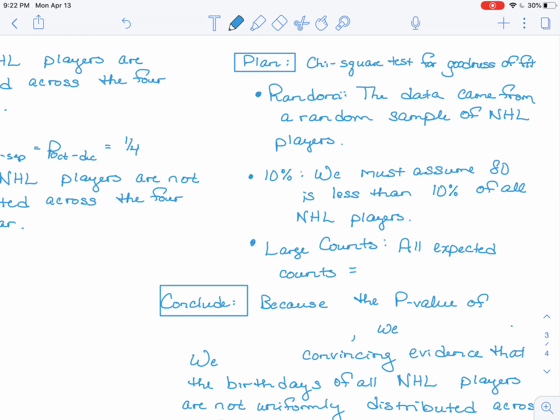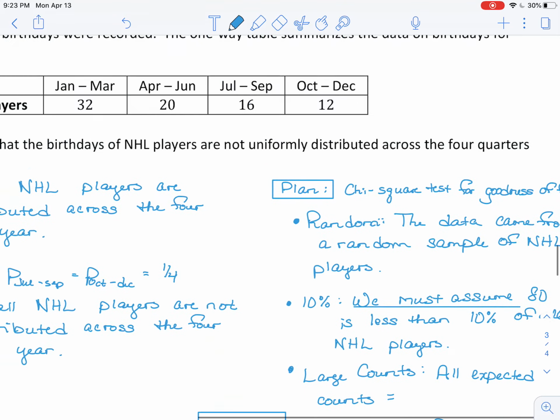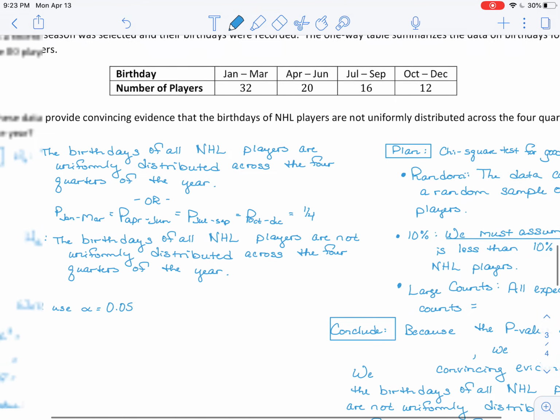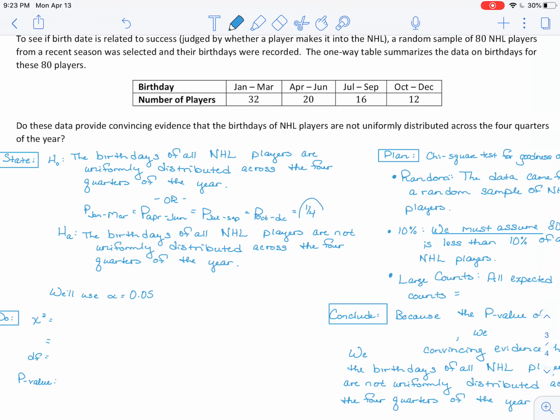I'm saying that I meet the random condition because the data came from a random sample of NHL players. I'm assuming it's the 10% condition. We must assume that 80 is less than 10% of all NHL players. Honestly, I have no idea if that's a reasonable assumption to make or not because I know almost zero things about the NHL. So it's still important to say what you are assuming to be true. If this was a true research thing, you are stating your assumptions. Other people who would examine your data could say, wow, this assumption you made is not true. You have it. Say what you're assuming. That's why we put this here.